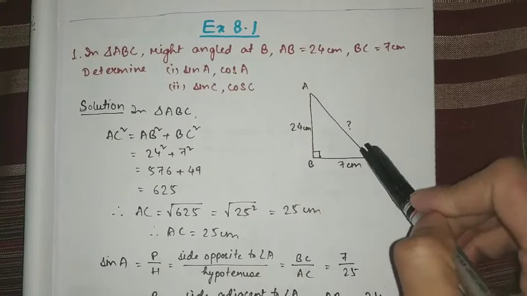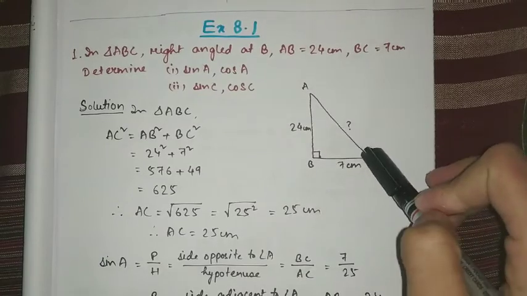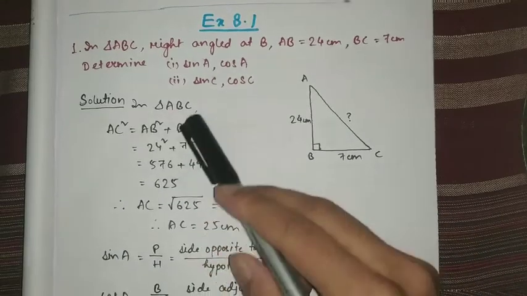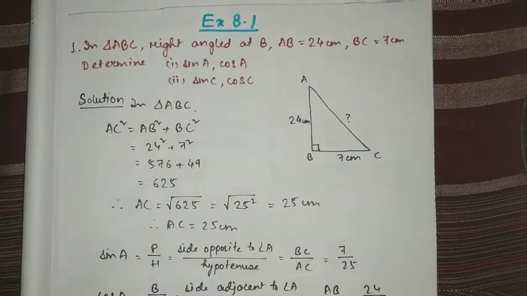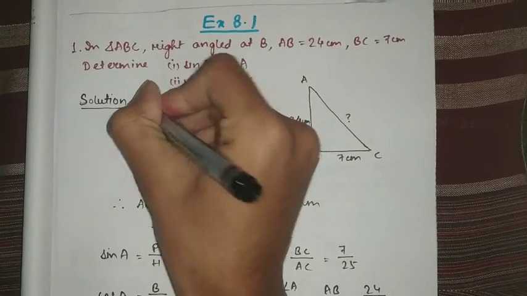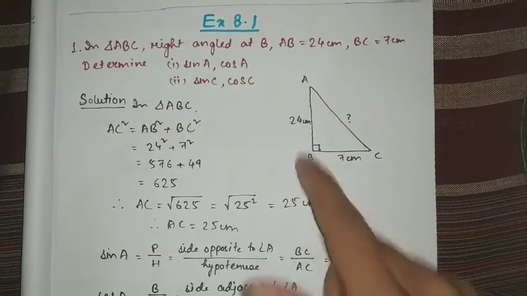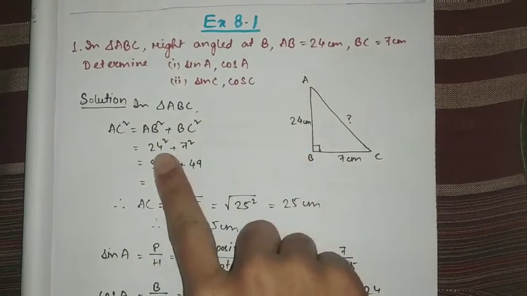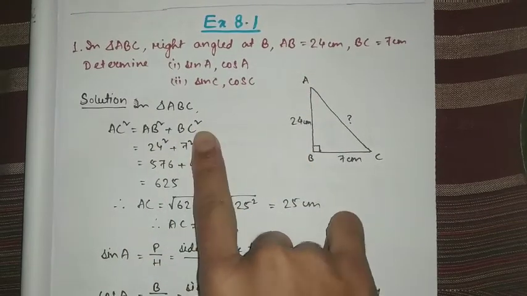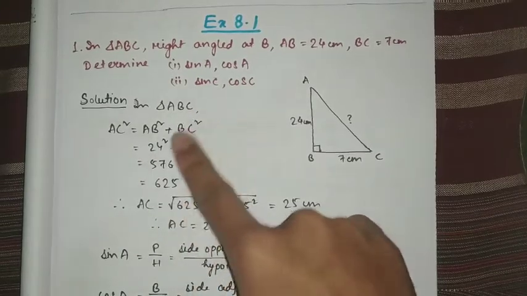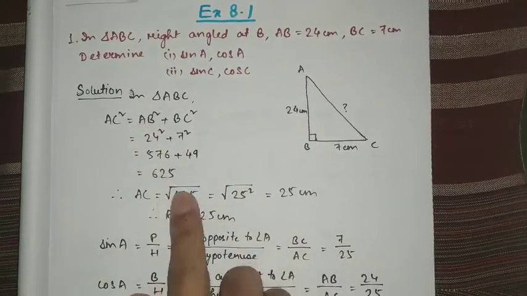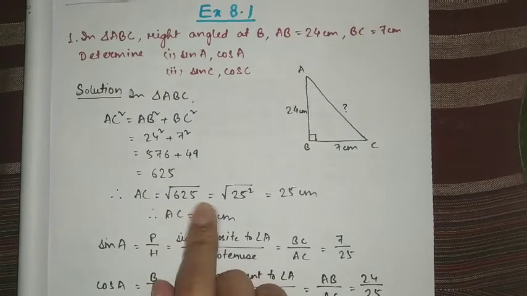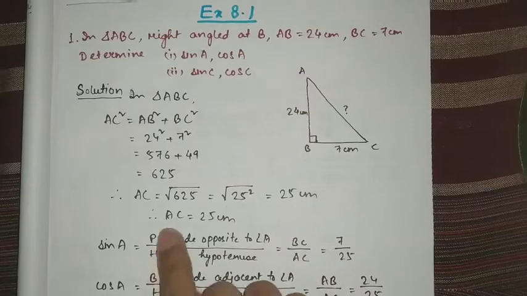We have to determine the length of the third side, the hypotenuse AC, which can be easily determined using the Pythagoras Theorem in this triangle. So AC square is equal to AB square plus BC square, where AB is 24 and BC is 7. By simple calculation we find that AC squared is equal to 625, and thus we get AC as root over 625, or just 25 centimeter.